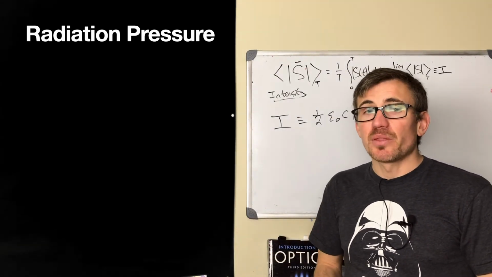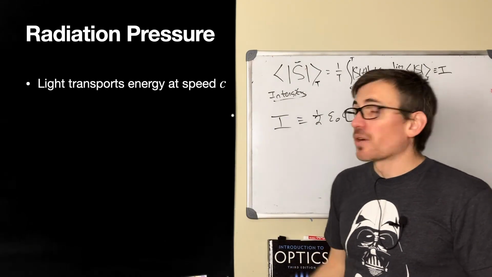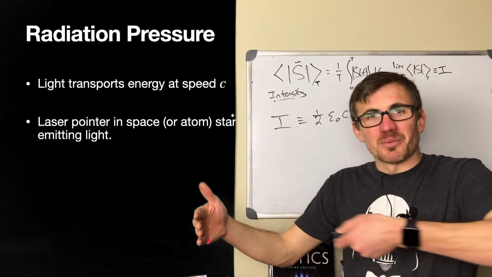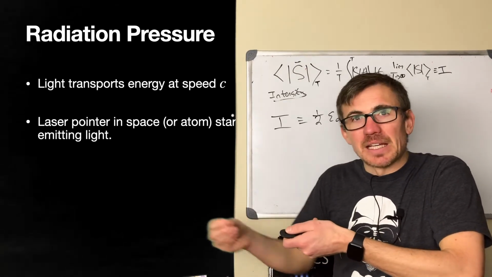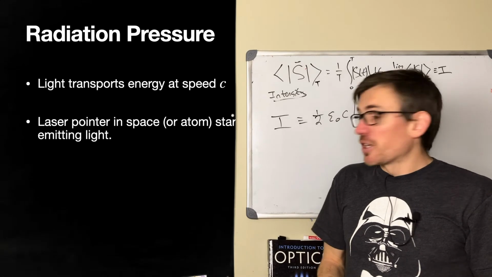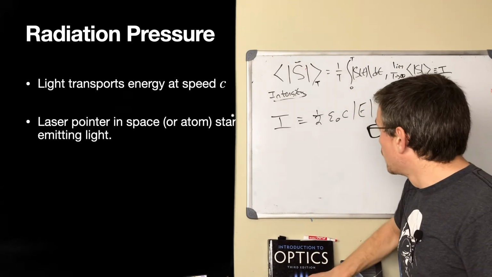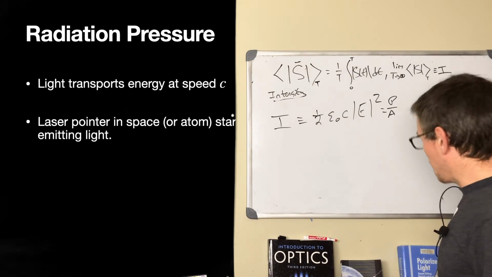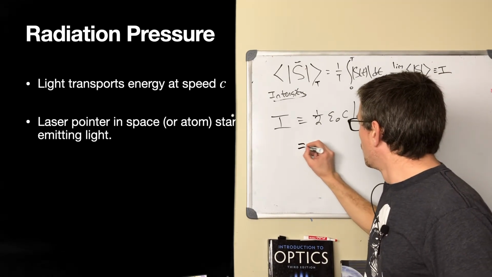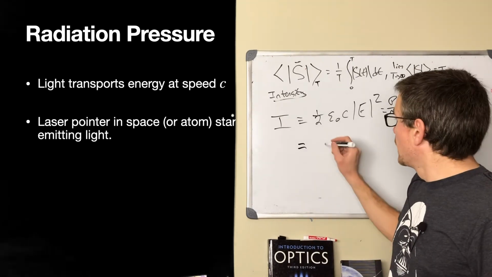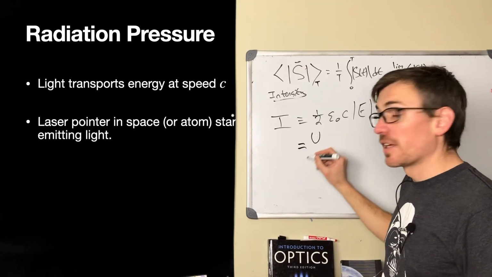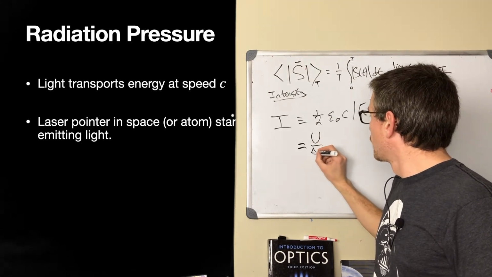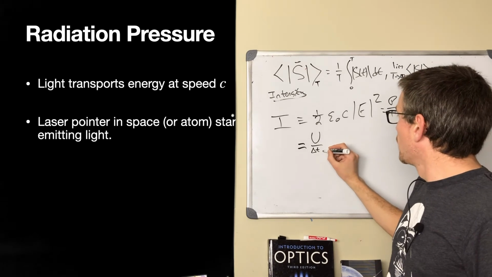So classically, how do we think about this fact that light is traveling at a speed and transferring energy? If I had a laser pointer out in space, there'd be some reaction force, or if I pushed on an atom, that atom would get accelerated from this radiation pressure. Let's think about that. The intensity, we have it written here. That's power per area. The power per area is the total energy per time.